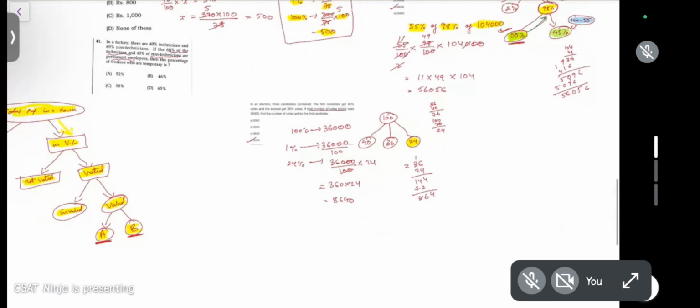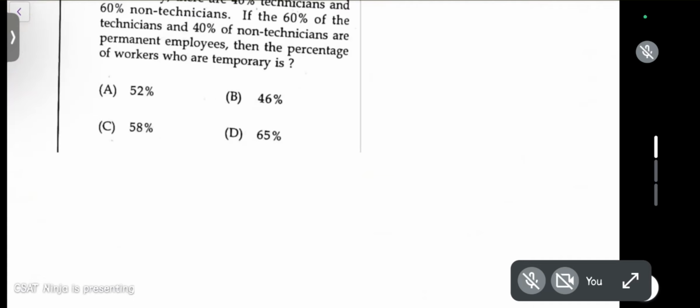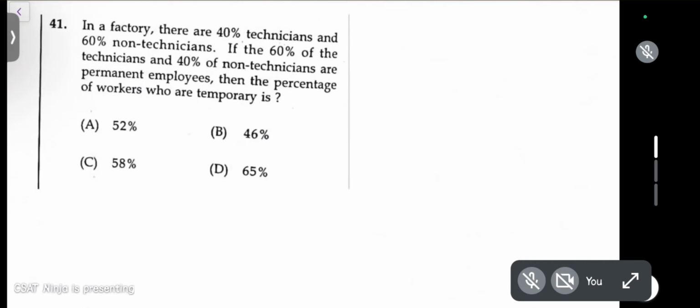Okay, let's use this one again. This was asked in NSSB. It was a good question. I'll end with this one for the night. This was asked in 2021, I guess, NSSB. In a factory, there are 40% technicians and 60% non-technicians. If 60% of the technicians and 40% of the non-technicians are permanent employees, then the percentage of the workers who are temporary is?